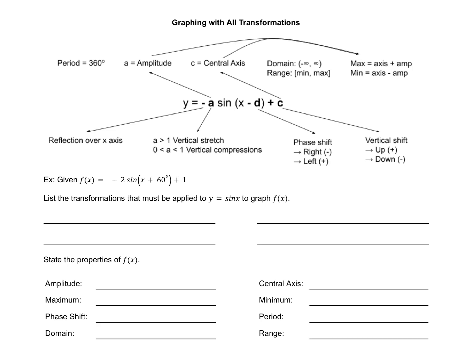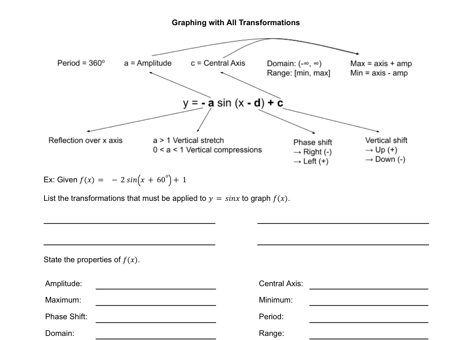In this video, we will be graphing sinusoidal functions when all the transformations or most of the transformations are involved. So we're going to start off by recapping the importance of all of the transformations and how they relate to certain properties. So we have the full transformed function as y equals negative a sine x minus d plus c.